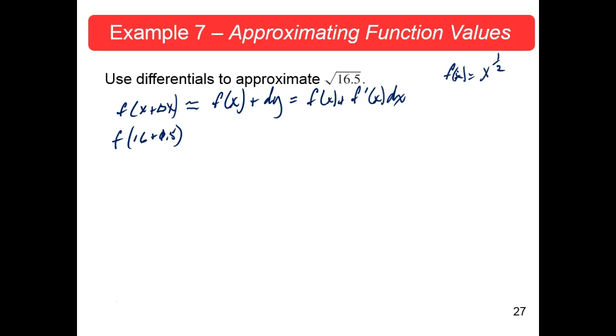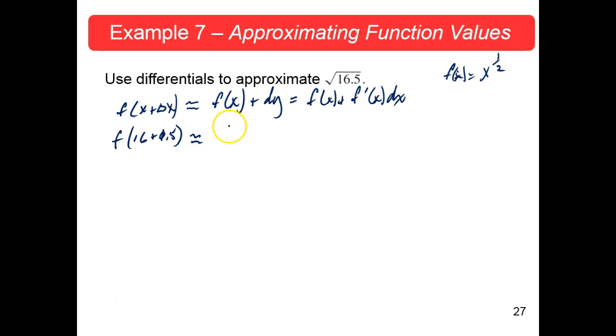Your x is your 16. Why? That's easy to take the square root of that. Okay? The 0.5, not nearly as easy. Okay? So that's what we're trying to do. The f is the square root function. Now, forget about this middle part. Let's go straight to the last part.